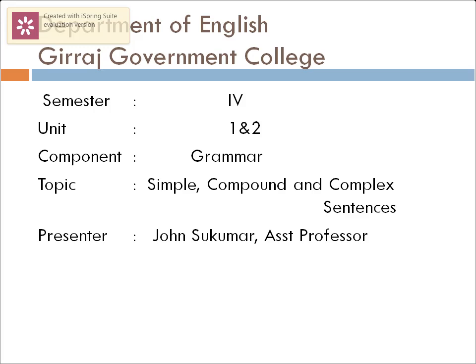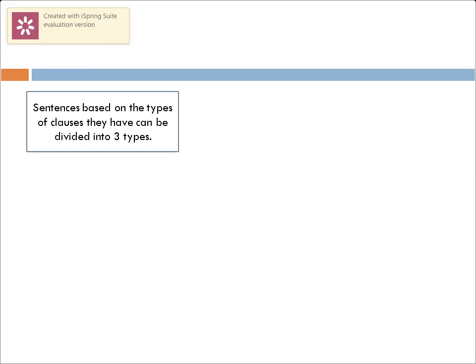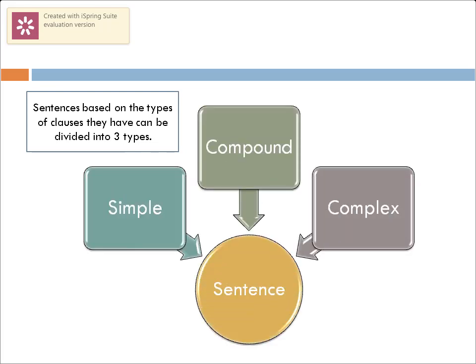In this video, we will be looking into the grammar component of Unit 1 and 2 of Semester 4 syllabus, and this is about the sentence structures of simple, complex and compound sentences. Now, depending on the type of the clauses, sentences can be divided into three types: simple sentences, compound sentences, and complex sentences.